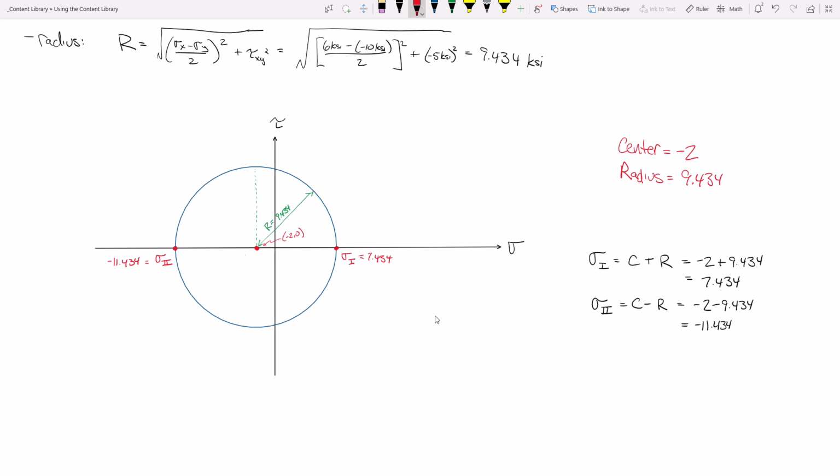Make sense? Now, what about shear stress? Okay? What is maximum shear stress? Well, the maximum shear stress is that value. It's R, right? So tau max, and if you want, you could say plus or minus. Down here.